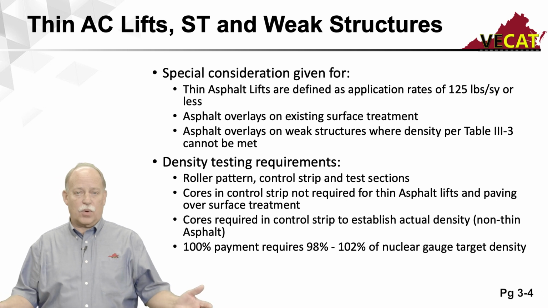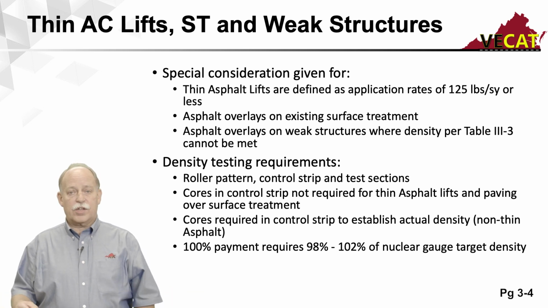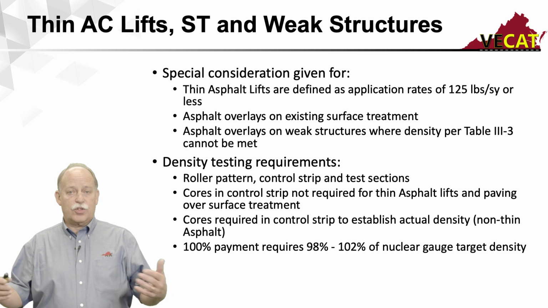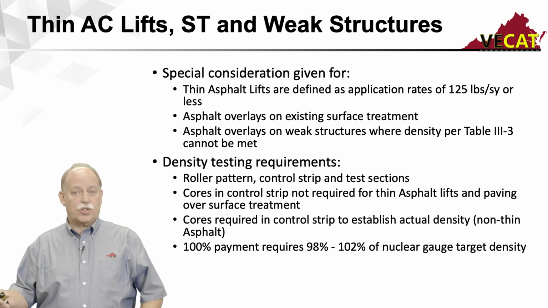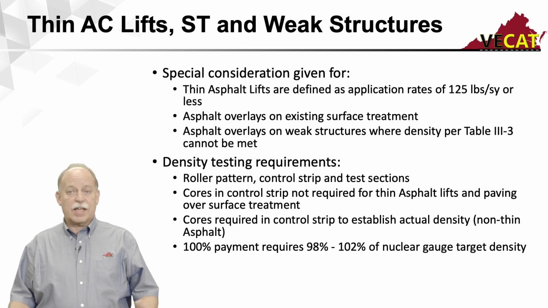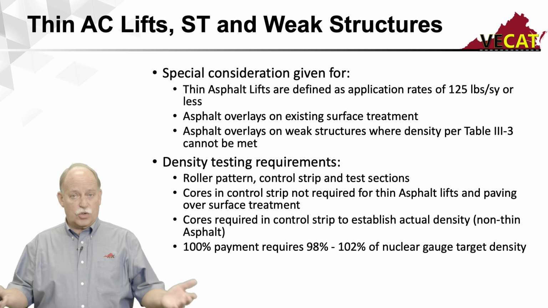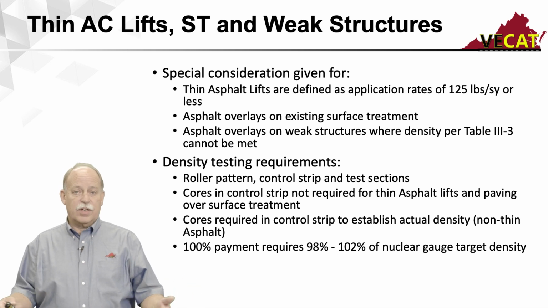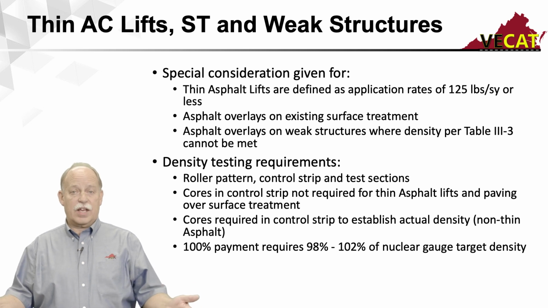You might have thin asphalt lifts or surface treatment roadways, or you may even have a structure that's weak and you're out there paving. And there are certain requirements for those that you need to understand that differ from a standard overall paving operation. So things such as thin lift asphalts are defined as application rates that are 125 pounds per square yard or less. So if you're in that inch and a quarter or less range, 125 pounds, so if your contract says that you need to be placing 125 pounds, then that's considered thin asphalt lifts.